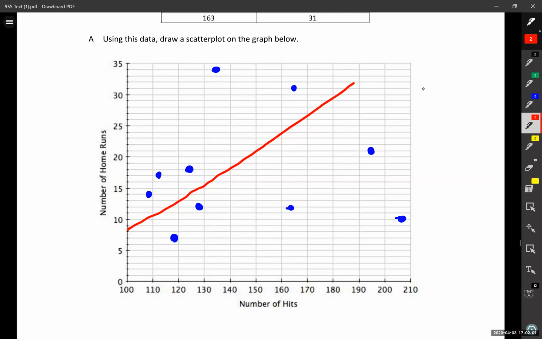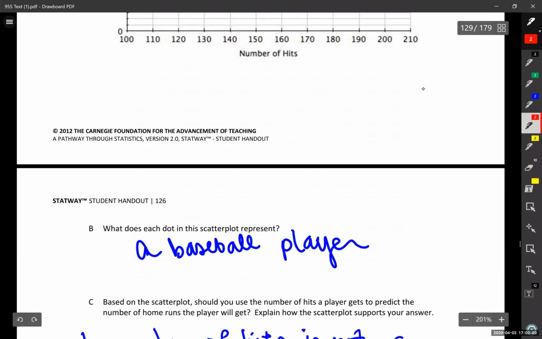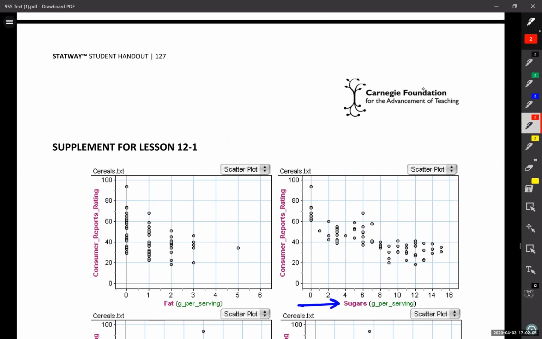All right, let's see. I think that's it. Yep, we're at our supplement. So we are done with 12.1, and I will see you in 12.3.